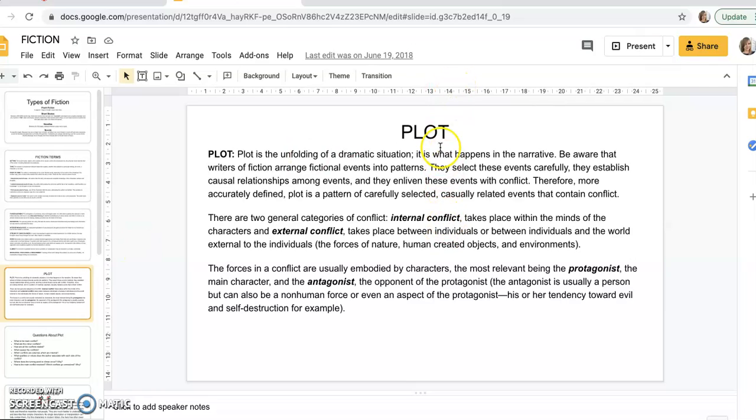Here are some questions you can ask about plot to help you figure out what the plot might be of a story. That's really the unfolding of the narrative. Like, what is the story being told, right? That's the plot. It could be someone's life. It could be just generally the stuff that's going on. Sometimes there's no plot. Sometimes it's just literally the internal and external conflicts.